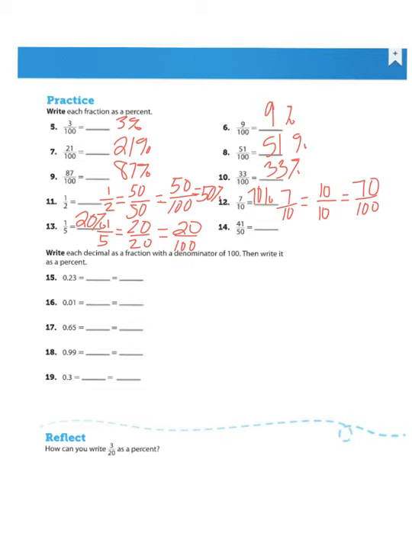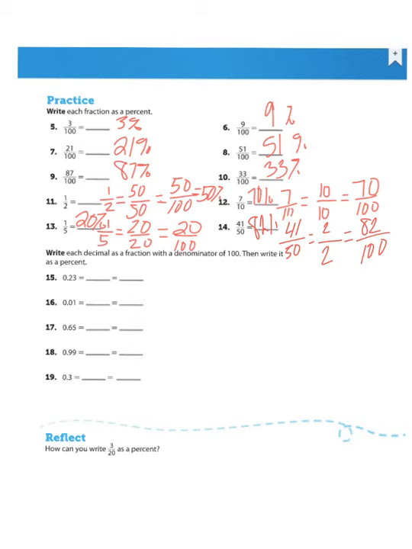On number 14, we have 41 over 50. So I'm going to take 100 divided by 50, and you should get 2. So multiply the top and the bottom by 2. 41 times 2 is 82, so that would be 82 over 100, so that would be 82%.